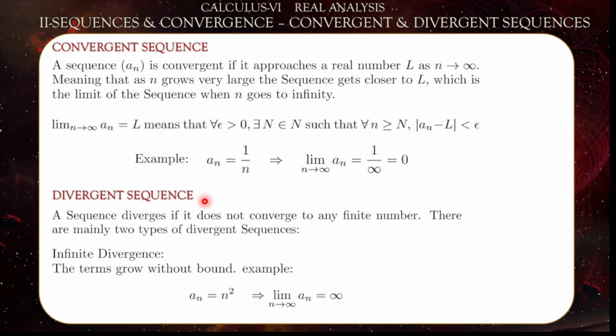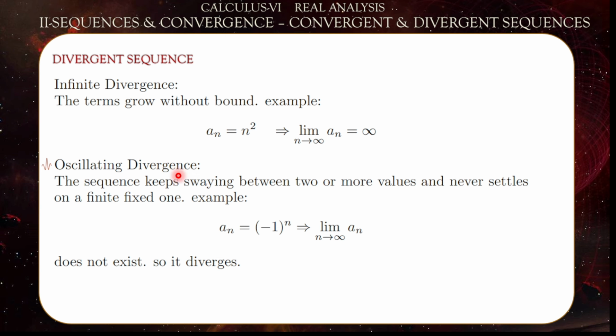Divergent sequence. A sequence diverges if it does not converge to any finite number. There are mainly two types of divergent sequences. Infinite divergence, the terms in which grow without bound. Example, an is equal to n squared, so limit of an as n approaches infinity is equal to infinity. And with a square value, it approaches infinity even faster than n itself.